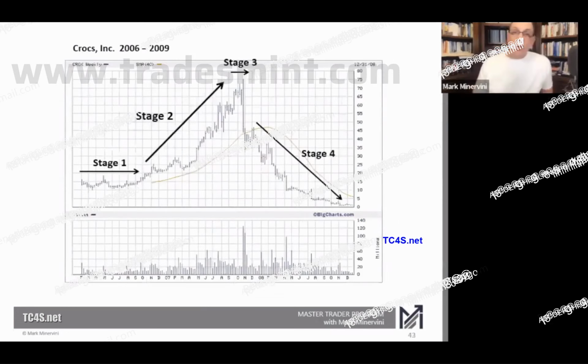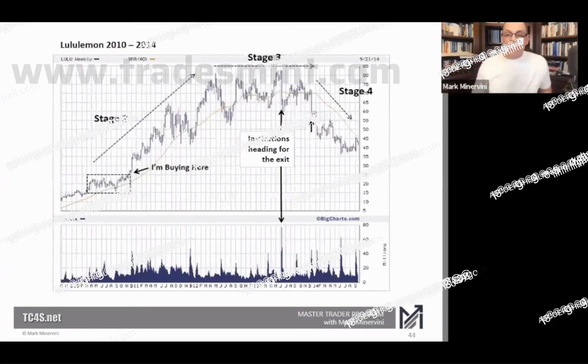Crocs, very short stage 3. It topped very quickly on an earnings report and just got blasted. But again, you can see here, you don't want to be involved here. Stage 1, you're losing time. Stage 3, you're losing time. Stage 4, you're losing money and time. Stage 2, you're gaining value and fast. And that's the only place you want to be. Okay, that's the key of all this: we want to convince you that you only want to be in this one stage.